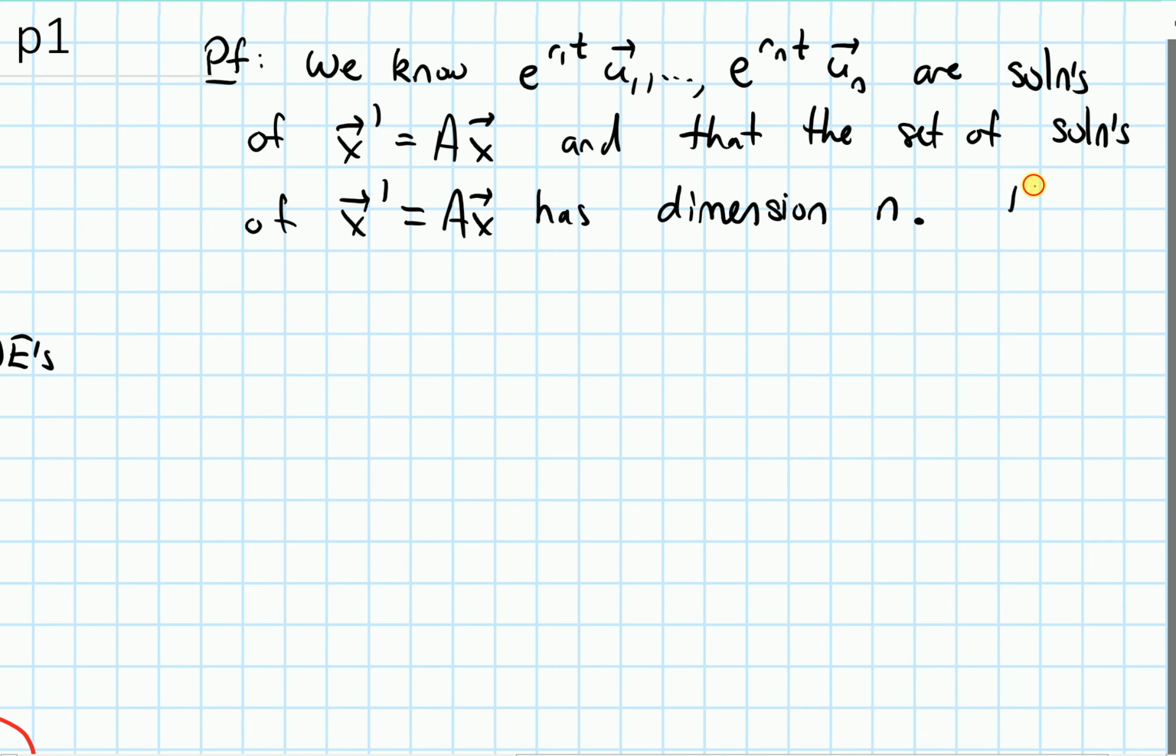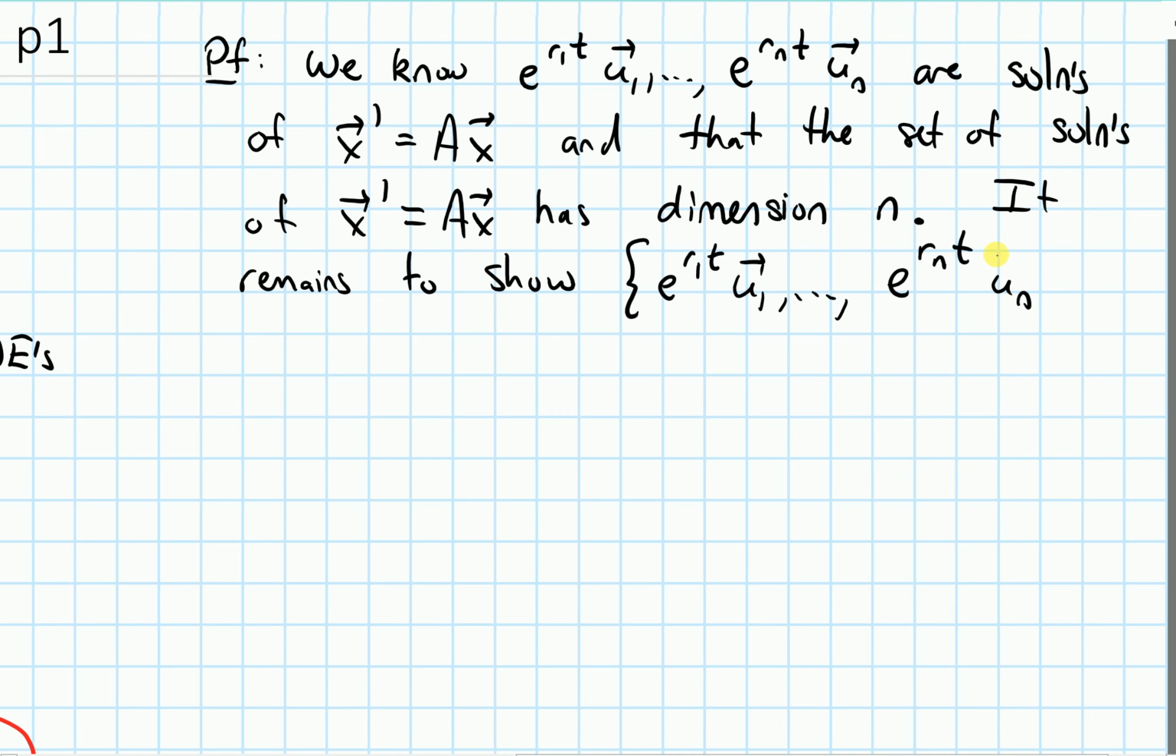So what remains to be shown then? It remains to show that the set of solutions, so the set e to the r1t times u1, dot dot dot, up to e to the rnt un, is linearly independent. Because if something has dimension n, and if I can find n linearly independent vectors in there, they will form a basis for the set of solutions. And that's what will make them a fundamental solution set.